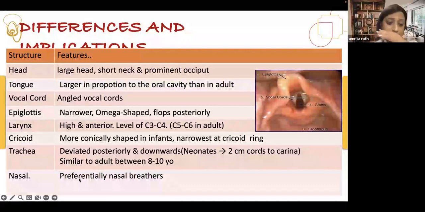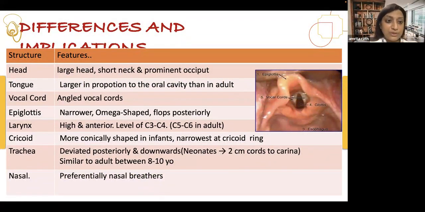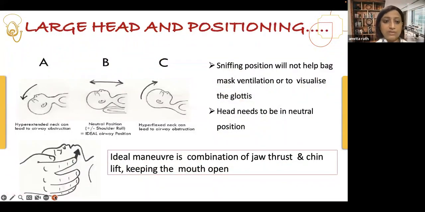Then comes nasal breathing. They are obligate nasal breathers up to 1 year. So in a patient with choanal atresia, if you block their nose, they cannot breathe and can go for absolute desaturation. So they're prone to airway obstruction. For that, you have to do a triple maneuver, that is jaw thrust, chin lift and mouth open.